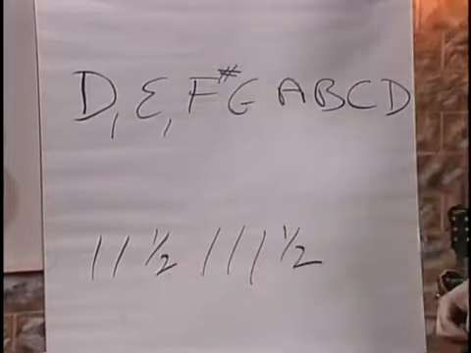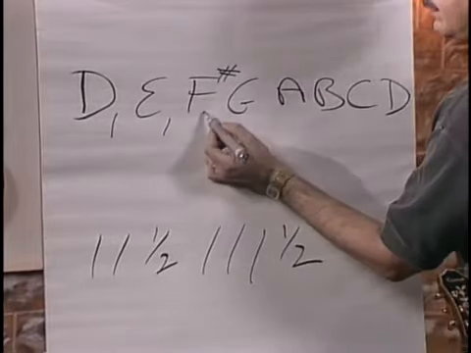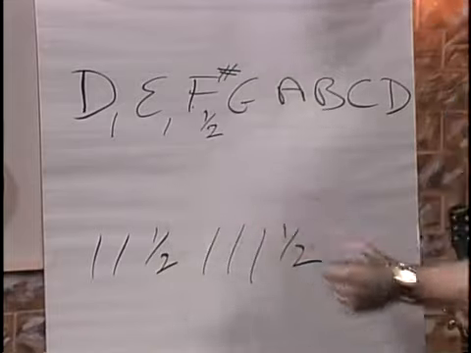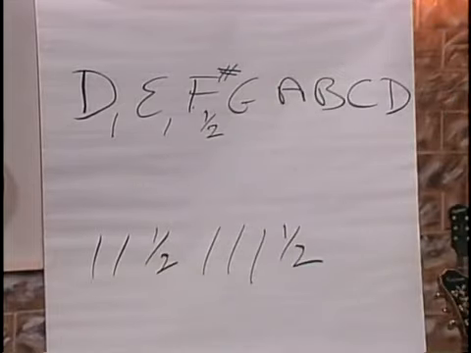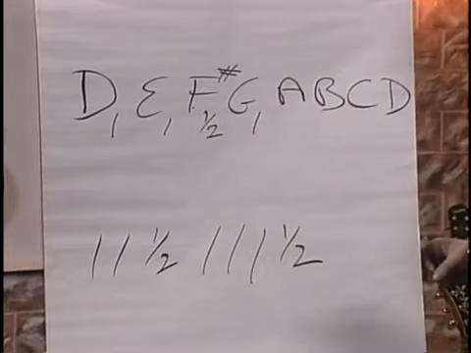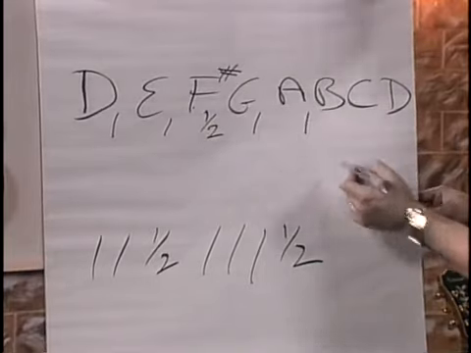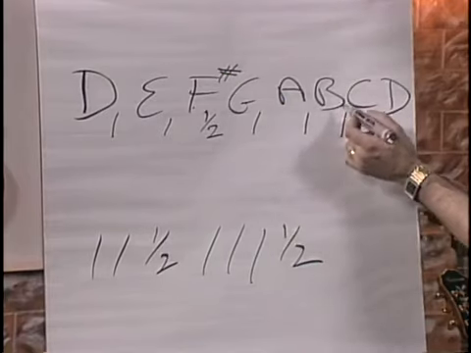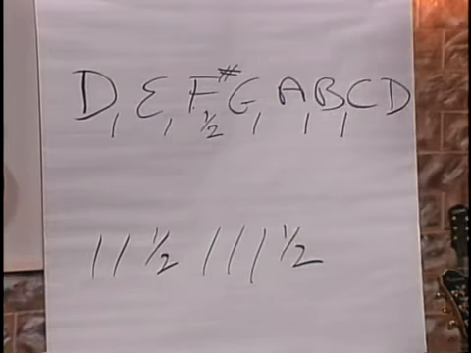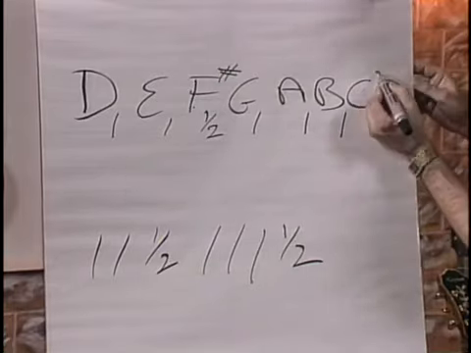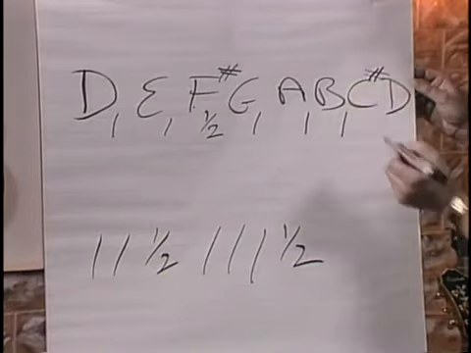Now we need a half step. Is F sharp to G a half step? Yes, it is. Okay? Now we need a whole step. G to A are a whole step apart. Another whole step from A to B. Another whole step from B to C? No. B and C is the other natural half step, right? What do? The same thing we do here. Raise C to C sharp.